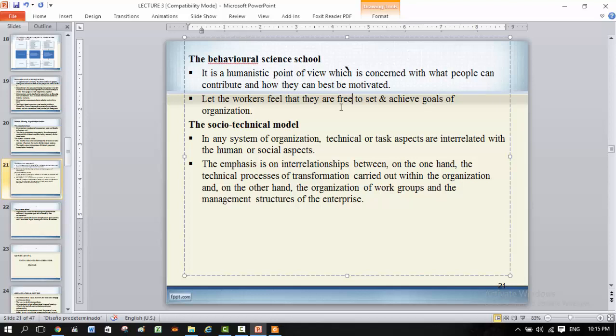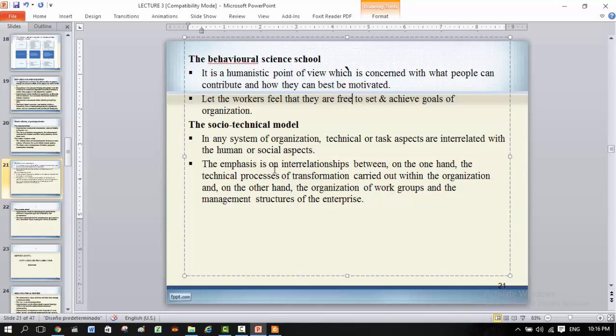Means include them in setting the targets. Include them in the decisions. Give them autonomy. Give them freedom to work. Automatically, if they feel free, if they have freedom to work, if they have their suggestions in target setting and decision making, then automatically they will work hard, and this will lead to the achievement of the goals of the organization.